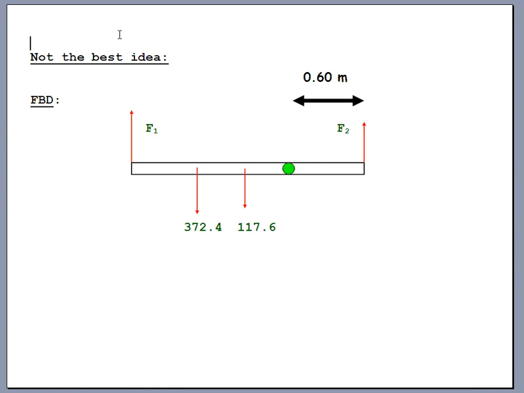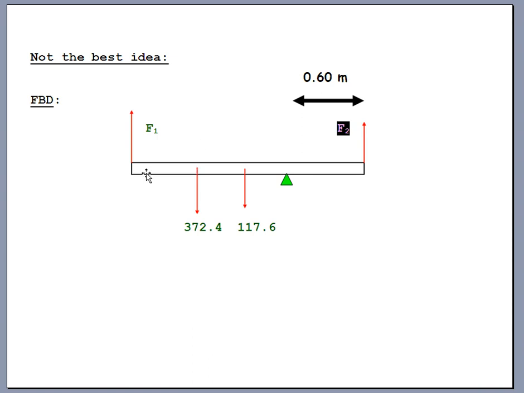I'm worried, is it possible that it could pivot there, that the table could start twisting? But I don't want it to. So what's the expectation on the torques in order to make sure it doesn't twist? Well, I now have to think about clockwise and counterclockwise. Going clockwise would be the F1, and only the F1. That would try to twist the beam clockwise around that green pivot. This 372 will try to twist it counterclockwise. So will the 117. But even F2, which is up, will also create a counterclockwise twist.